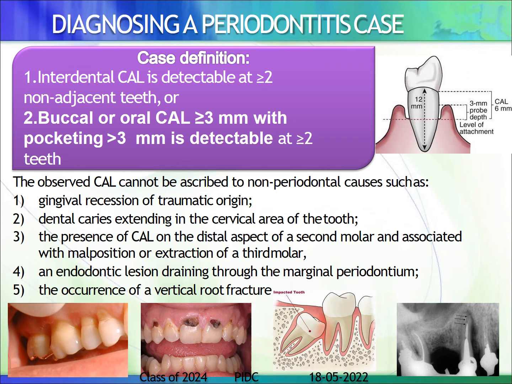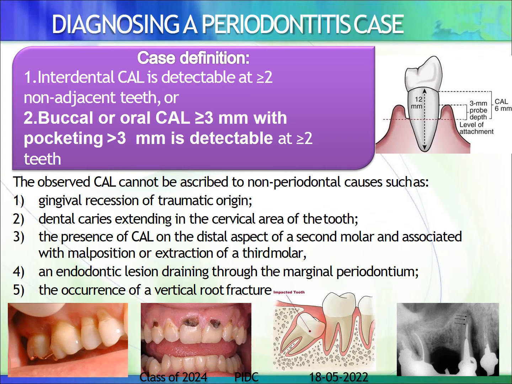So how do you diagnose a periodontitis case? If there is interdental clinical attachment loss present between two teeth, or if the buccal attachment level is more than 3 mm, with pocketing of more than 3 mm detectable at two teeth, then we call it periodontitis. But the observed clinical attachment level cannot be ascribed to non-periodontal causes such as gingival recession of traumatic origin, dental caries. You can see the diagrams below.